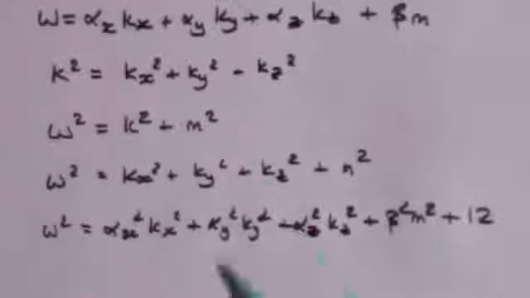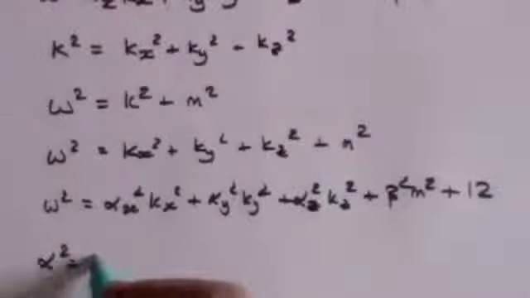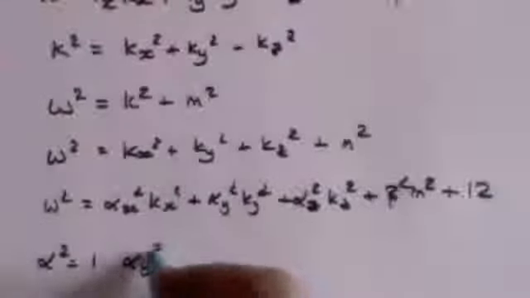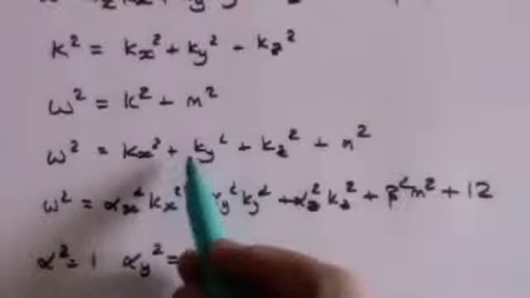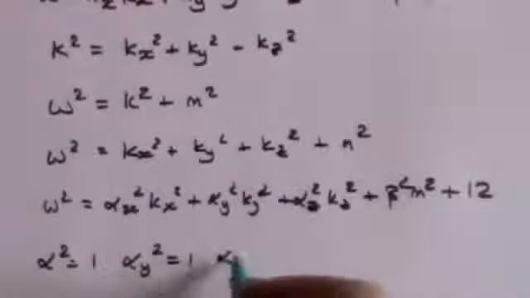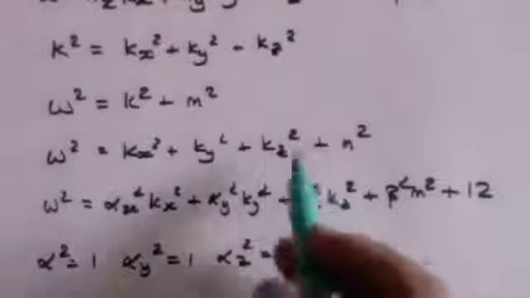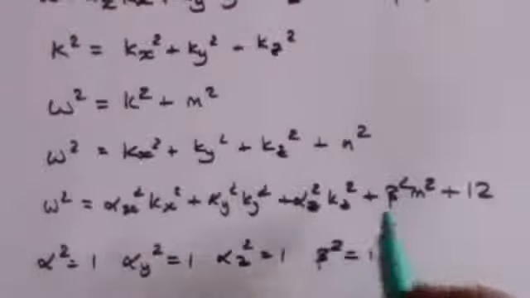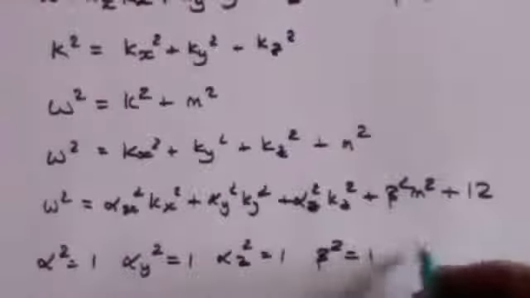And now if you compare this to this, what you will see is that alpha x squared must be 1 because there's no coordinate in front of the kx squared. Alpha y squared must be 1 because there's no coordinate in front of ky squared. Alpha z squared must be 1 because there's no coordinate. And beta squared must be 1. Well, we knew that from before. And the 12 other terms must equal 0 because they don't feature.